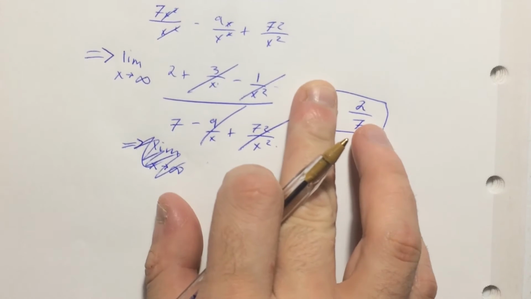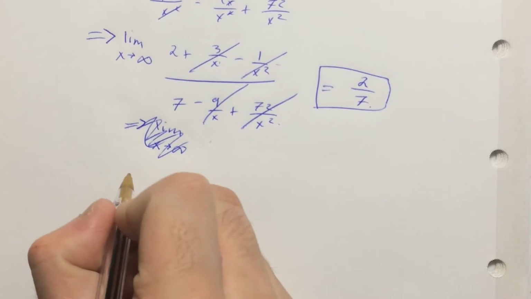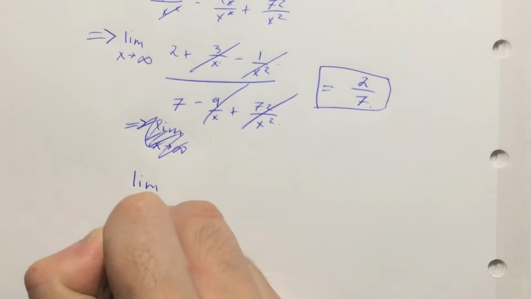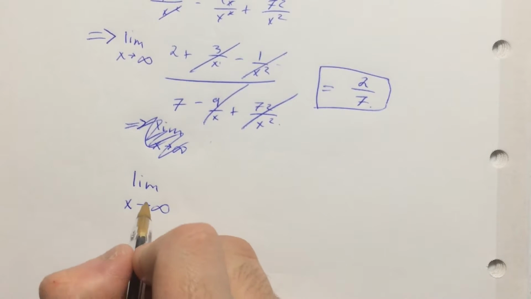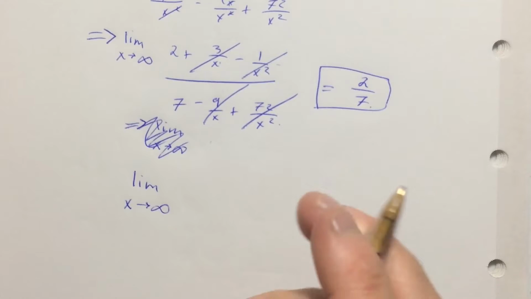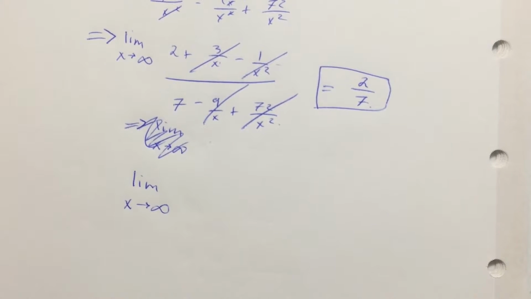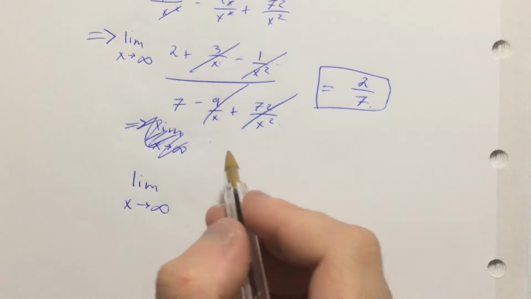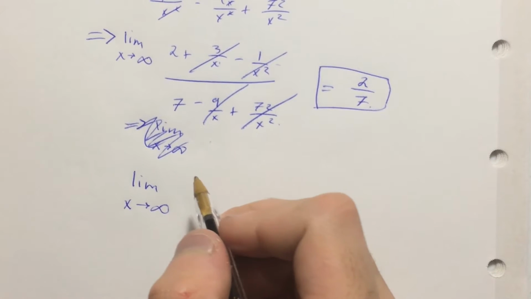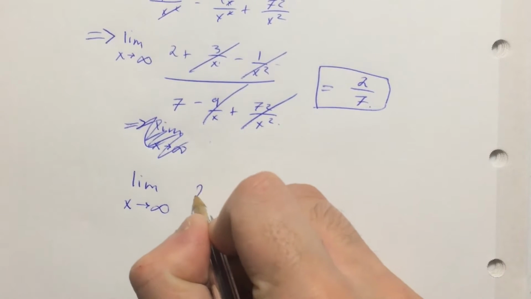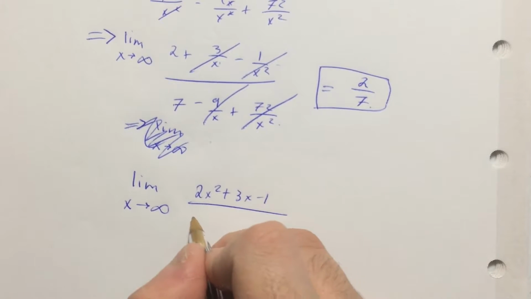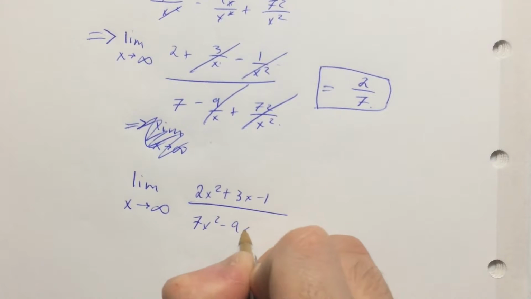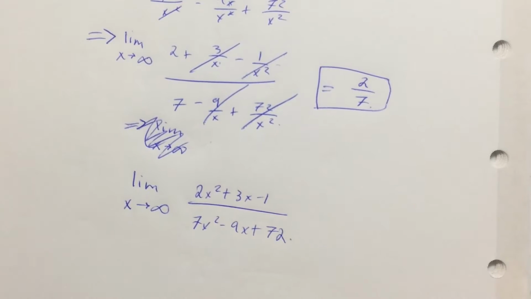Now I'm going to show the second way of doing it, which is the way that I did in my last video. It's the limit as x approaches infinity. And by the way, this way is probably a lot safer because it's basically factorizing. So I'm going to rewrite the exact same problem as before: 2x squared plus 3x minus 1 over 7x squared minus 9x plus 72.